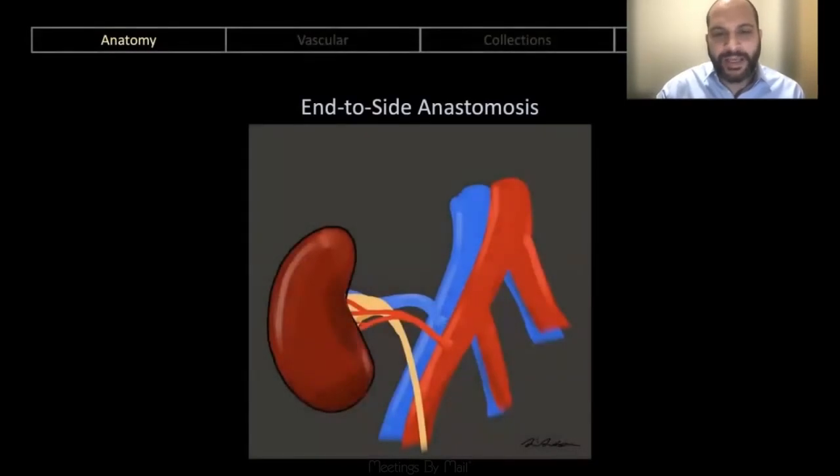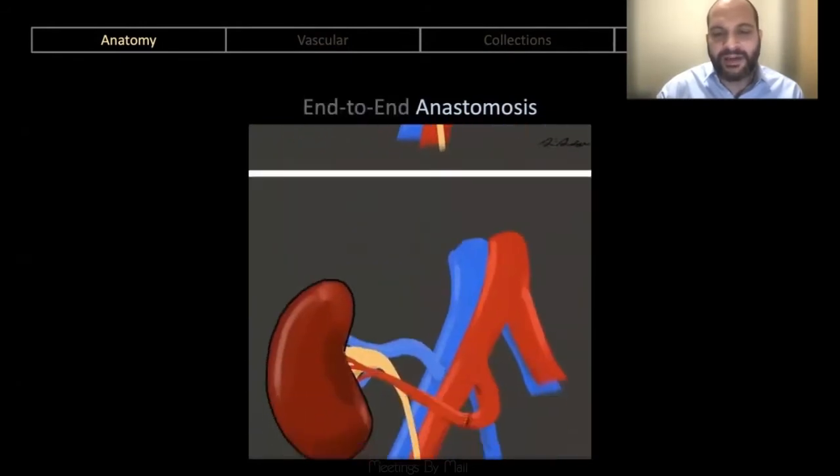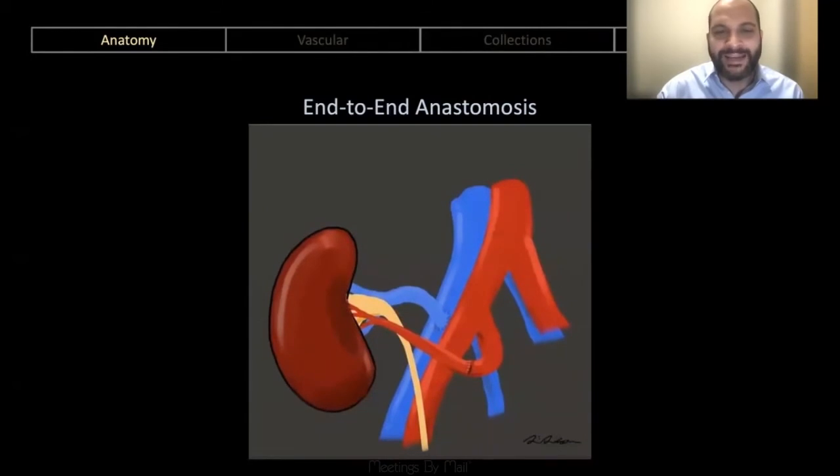So normally, a kidney graft is placed in an end-to-side anastomosis with the external iliac artery, as you can see here. But occasionally, the external iliac artery is diseased, and sometimes the surgeon will opt to go for an end-to-end anastomosis with the internal iliac artery.